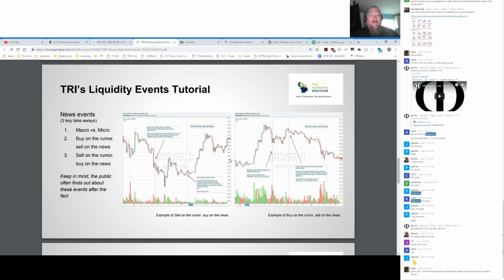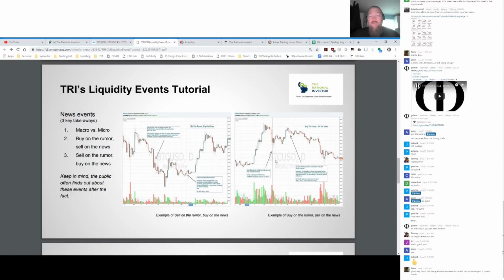All right, types of liquidity events. Liquidity events come in two primary categories: news events and kill zones. News events themselves can break down into two categories: macro events and micro events.